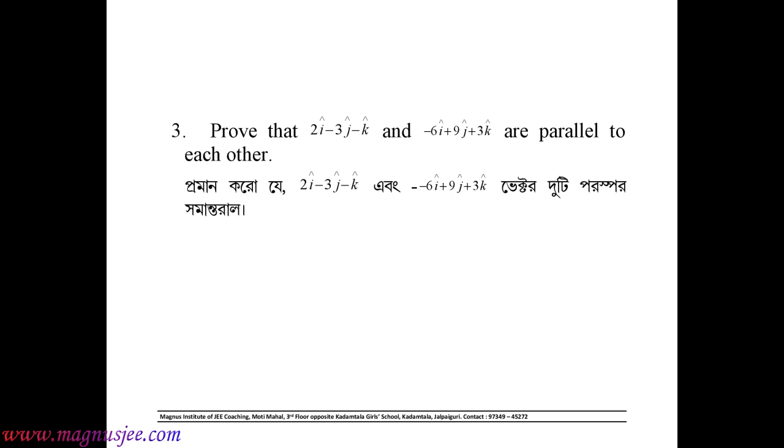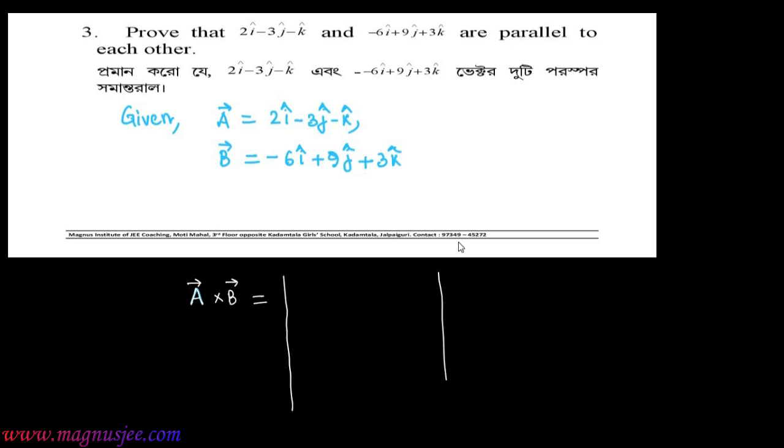Numerical number 3. Prove that 2i cap minus 3j cap minus k cap and minus 6i cap plus 9j cap plus 3k cap are parallel to each other. That means we have to prove that the two vectors are parallel to each other. According to numerical number 3, vector A is equal to 2i cap minus 3j cap minus k cap. Vector B is equal to minus 6i cap plus 9j cap plus 3k cap.